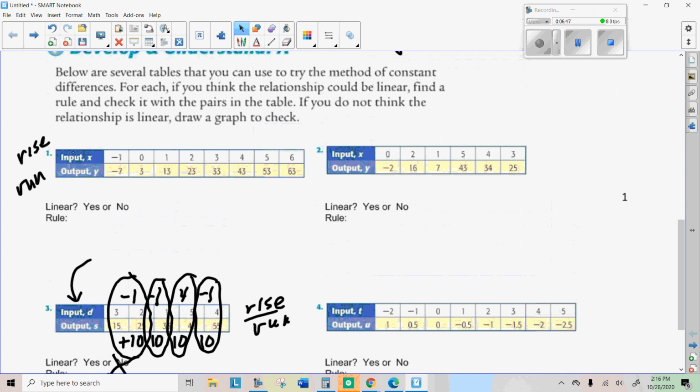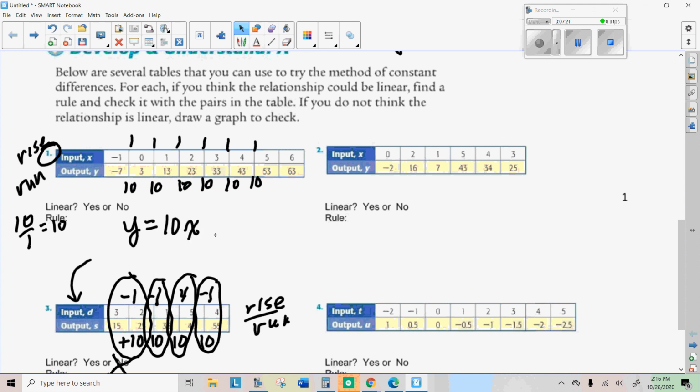For this one right here, number 1, these numbers are going up by 10. The difference between them is always 10. And these numbers are always going up by 1. The difference between them is always 1. So the ratio of rise over run is always the same. It's 10 over 1. So my slope is 10, and my rule is going to be y equals 10 times x.